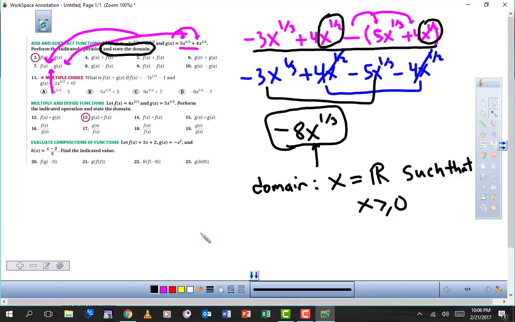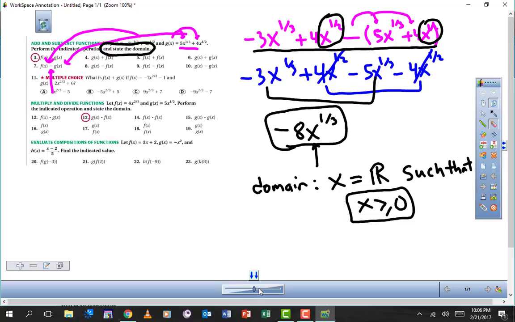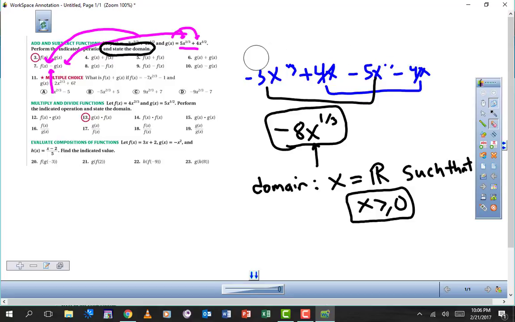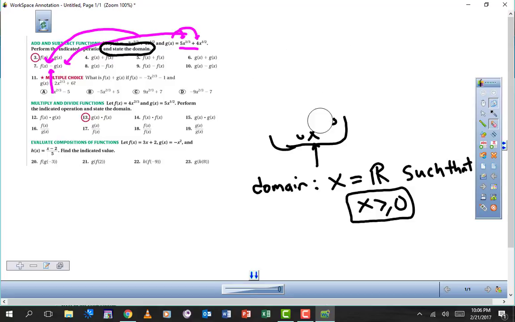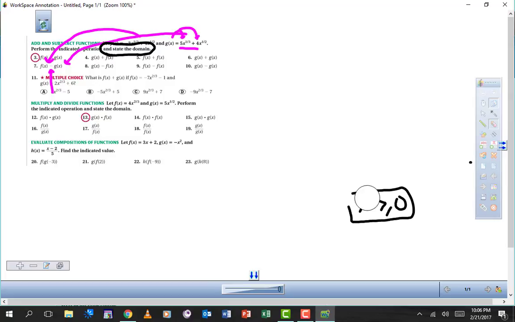Okay, now lots of times if you look up answers in the back of the book, they'll just write this here. That's okay sometimes, but it's probably better to be a little bit more specific and just simply say x could be all real numbers such that x is greater than or equal to 0. Okay, so that takes care of number 7. Let's move on, and erase some stuff here.